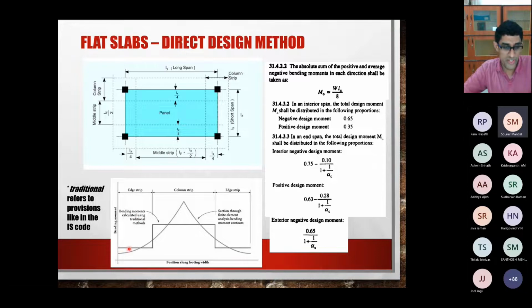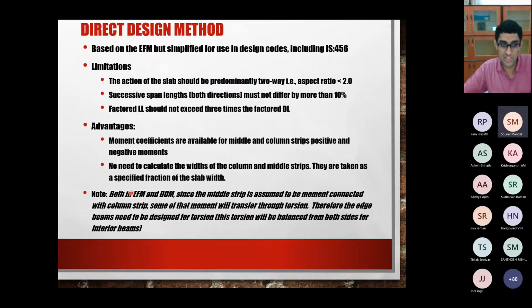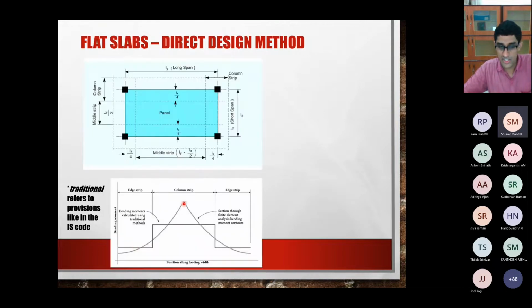If you use these simplified methods, it predicts only a constant moment in the edge strip and a constant moment in the column strip. Because of this, you see the difference between the bending moment diagrams. So much of a difference is there. This is the reason that so many limitations are placed on the use of the direct design method, because if you violate these conditions, then the difference between the actual and the direct design method result will be unacceptably different.